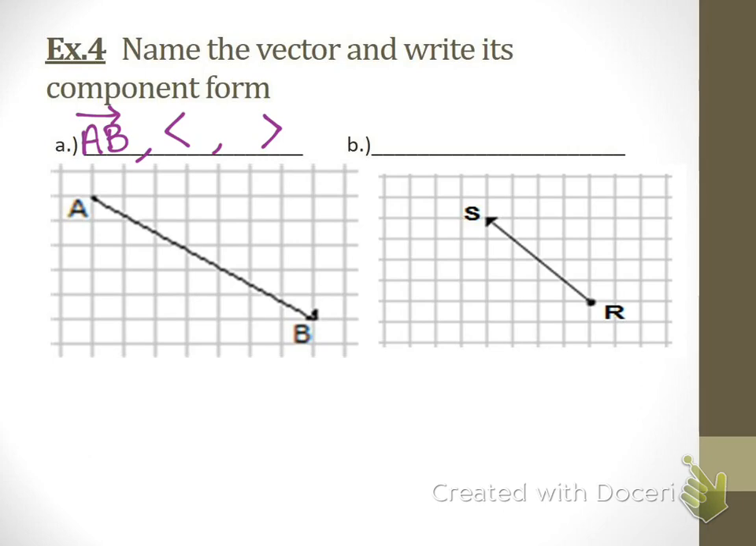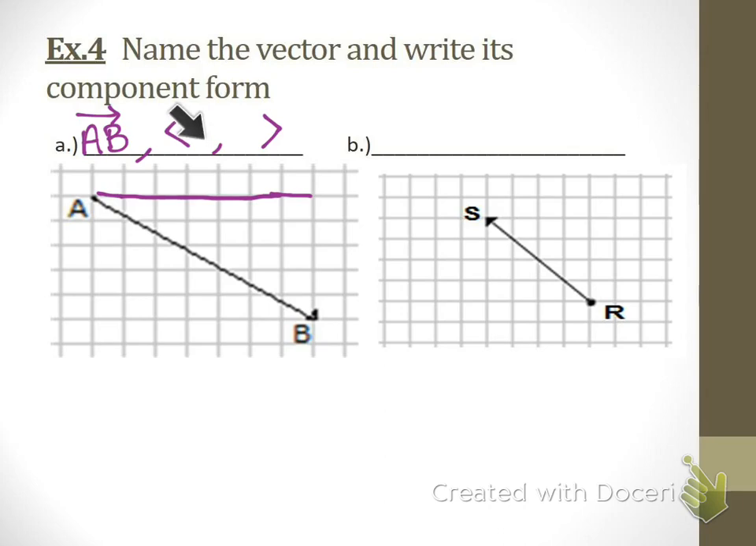Remember, horizontal would be left or right. So to get from A to B, we're going right. How many units? 1, 2, 3, 4, 5, 6, 7. There we go, all the way over.